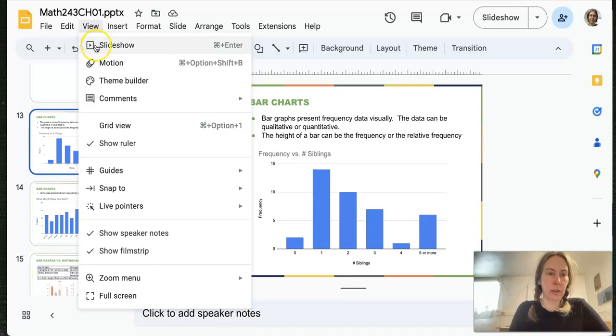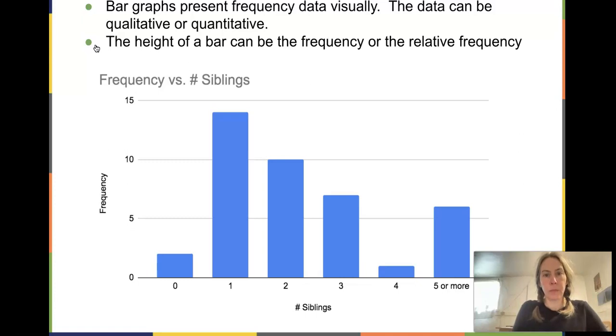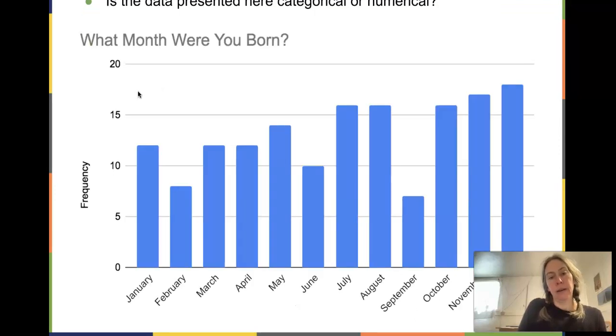So this is for slides 13 through 16. Here's a bar chart or a bar graph. And again, even though in this case there are numbers on the horizontal line, the bars have a gap between them. And so this is technically a bar graph. This is also a bar graph because the horizontal number line has categories.